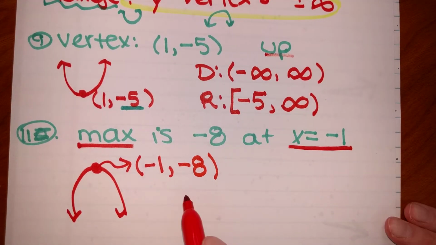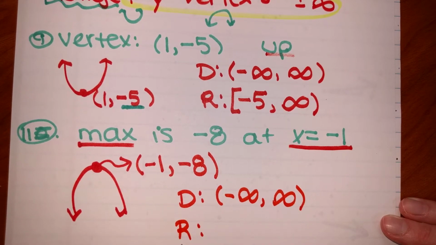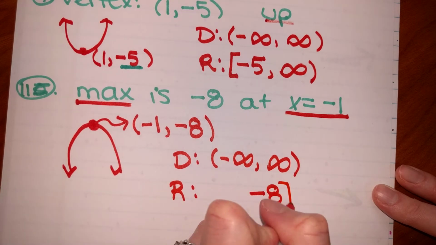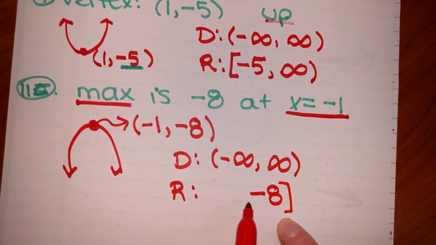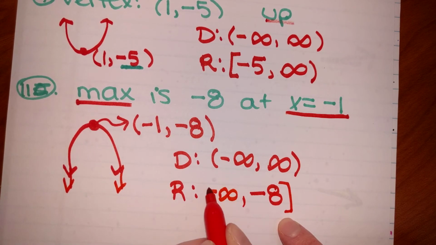So coming up with the domain, again, the domain is always negative infinity to infinity. And then for our range, because we have a highest point, the highest point here of negative 8 is going to be the end of our range. So we'll have negative 8 in a square bracket, and then the lowest point, because this parabola goes down forever, will be negative infinity. So here our range will go from negative infinity to negative 8.